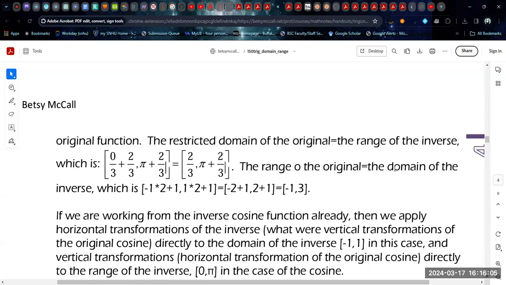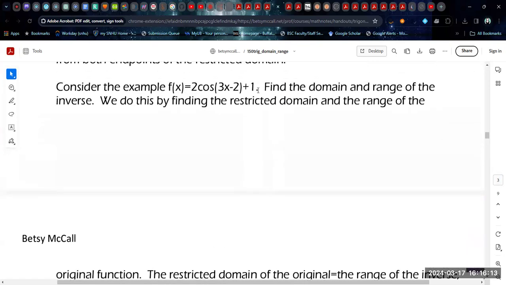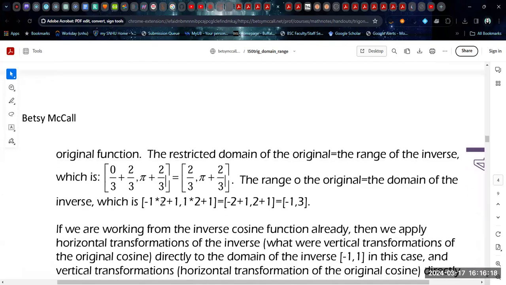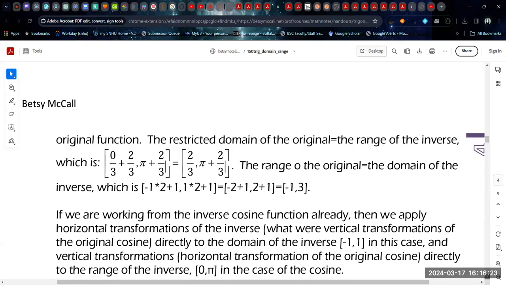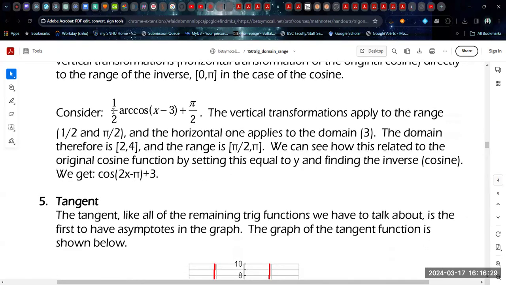And then the range of the original is equal to the domain of the inverse. And so those vertical shifts on the original function, the 2 and the 1, get applied to my original interval of negative 1 to 1, and I end up with negative 1 to 3. So here I have an arc cosine example and not just the original cosine function. And so the vertical transformations apply to the range, and then the horizontal ones apply to the domain.